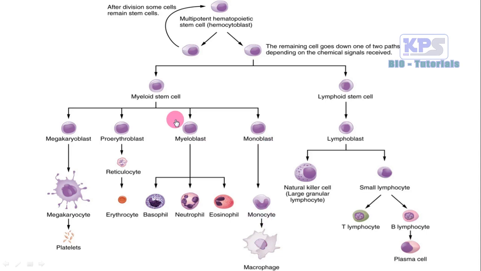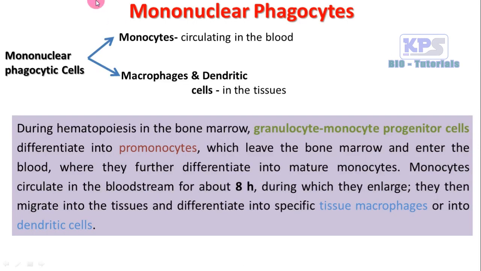This is the flowchart of the hematopoiesis. Now let us examine the mononuclear phagocytes. The mononuclear phagocytes are of two categories: monocytes and macrophages, and dendritic cells. Monocytes are mononuclear phagocytes which circulate within the blood, whereas macrophages and dendritic cells are present in the tissues.